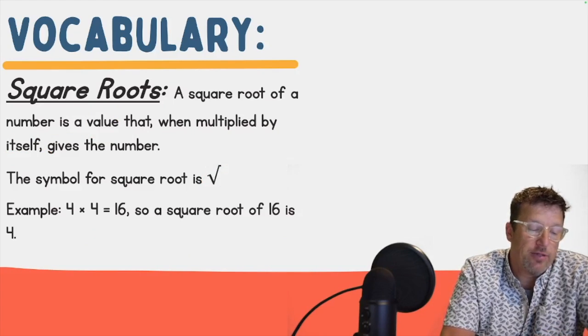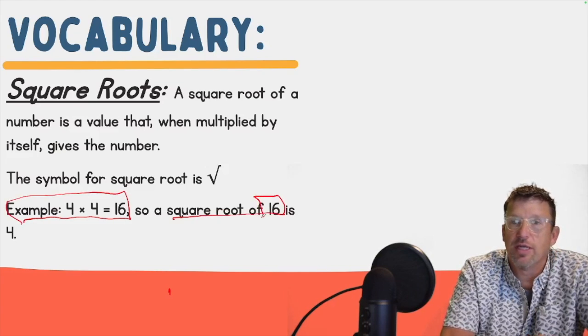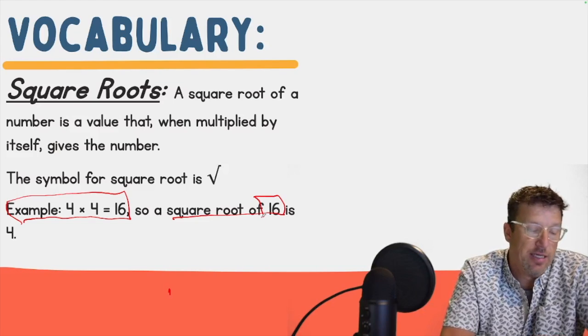Okay? So the other example they're giving us is 4 times 4 is 16. So the square root of 16, in other words, what's the number that multiplied by itself equals 16, is 4.